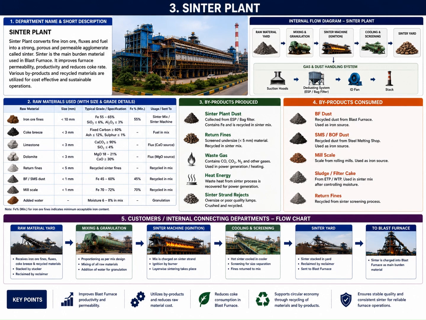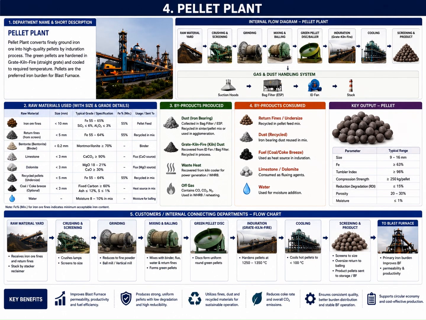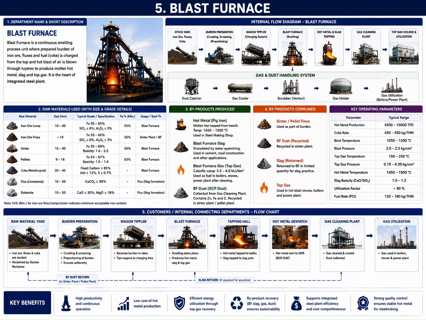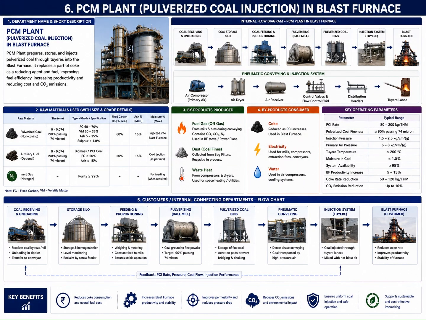Raw material handling system is the first department in the steel plant. Its main function is receiving and handling incoming raw materials. Materials are unloaded through wagon tipplers and transported through conveyors. Screening and crushing operations are carried out here. Blending ensures uniform chemical composition. Proper material handling improves downstream process performance. This department supplies materials to several plants.